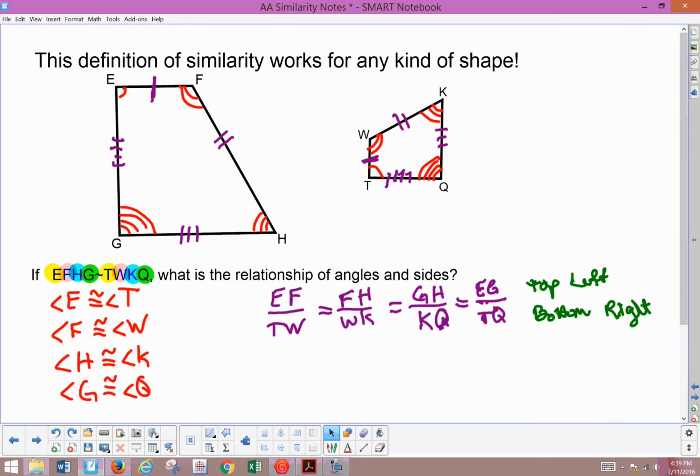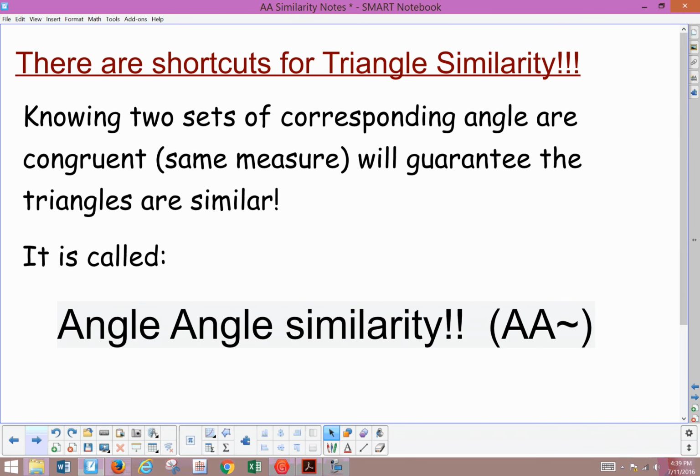Okay, very good. Well, now that we know what similar figures are, it's time to learn a shortcut. This shortcut works only when we have triangles. When you have triangles, instead of having to know all 3 angle relationships and all 3 side proportional relationships, there's actually a set of shortcuts.